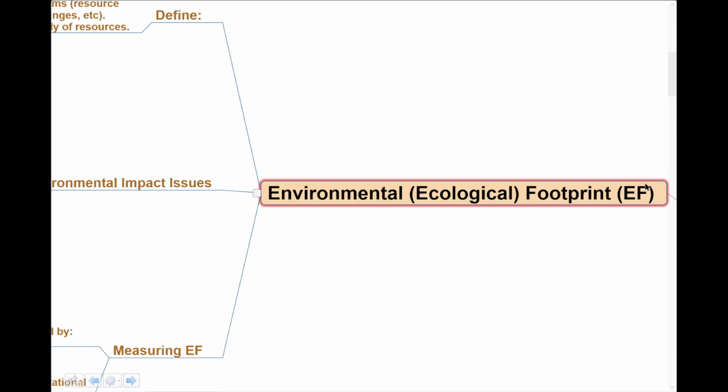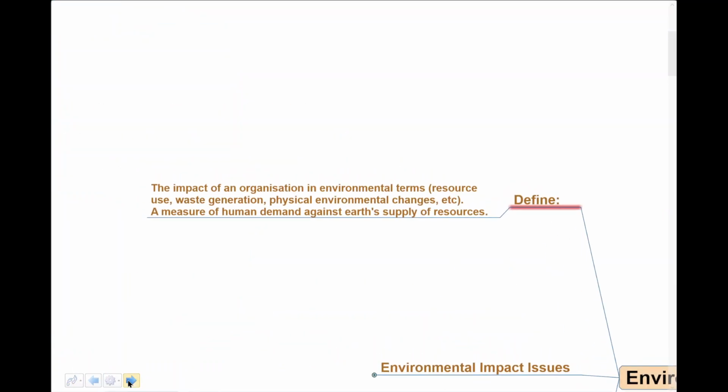Now, linked into that is this area of footprint, or environmental footprint, EF for short. So what do we mean by that? Well, an organization that goes about creating economic activity for the production of goods and services is certainly going to impact upon the environment, in terms of resource use, waste, environmental changes, etc.